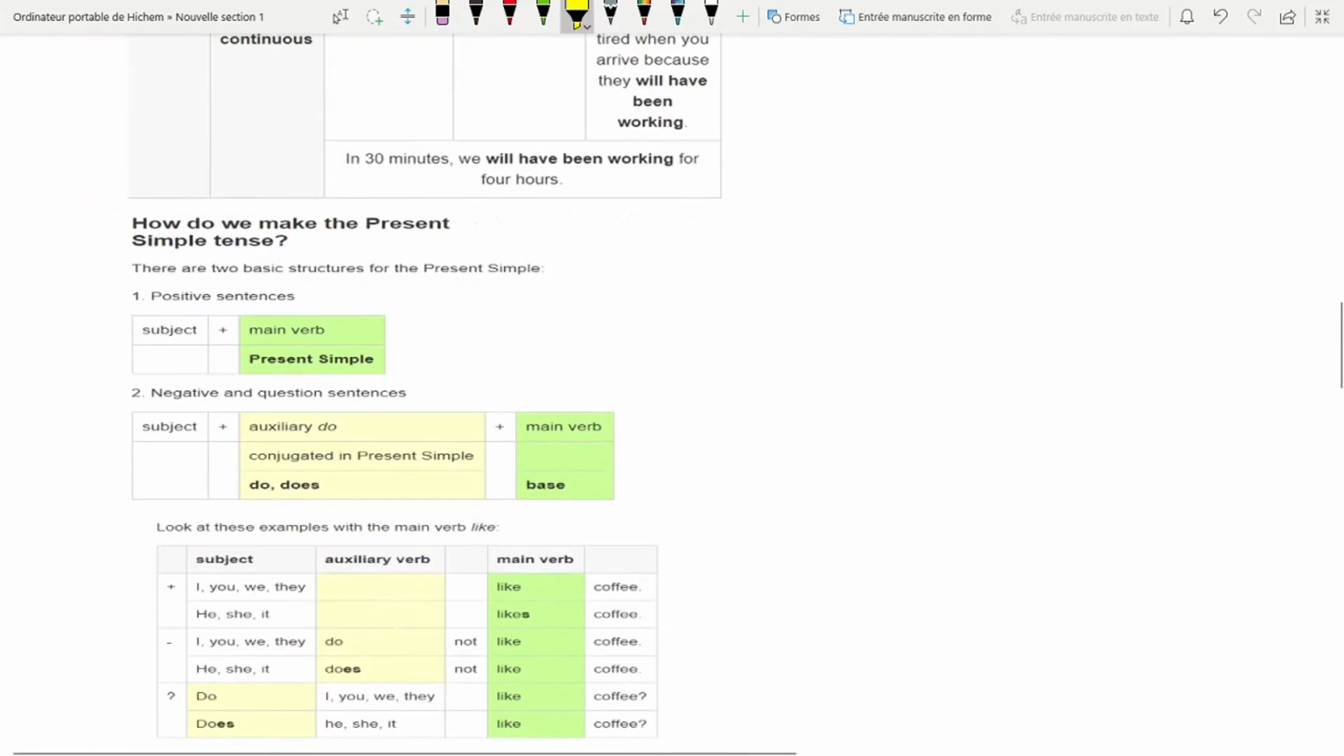Now we are going to see how do we make the present simple tense. Okay, we start with positive sentences. Positive sentences, it starts with a subject first, as usual, plus the main verb, and the main verb is conjugated in present simple. Okay, we're going to see in details. Then we have negative and question sentences in the present simple.